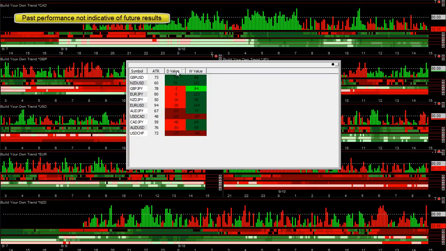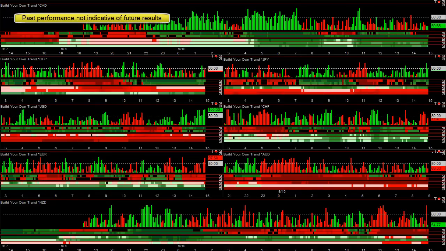So if you sort this, you can see the pound is above the previous day's point of control and the previous weeks, the New Zealand dollar as well. These make two currencies to focus on buying. So we'll start with the pound dollar.